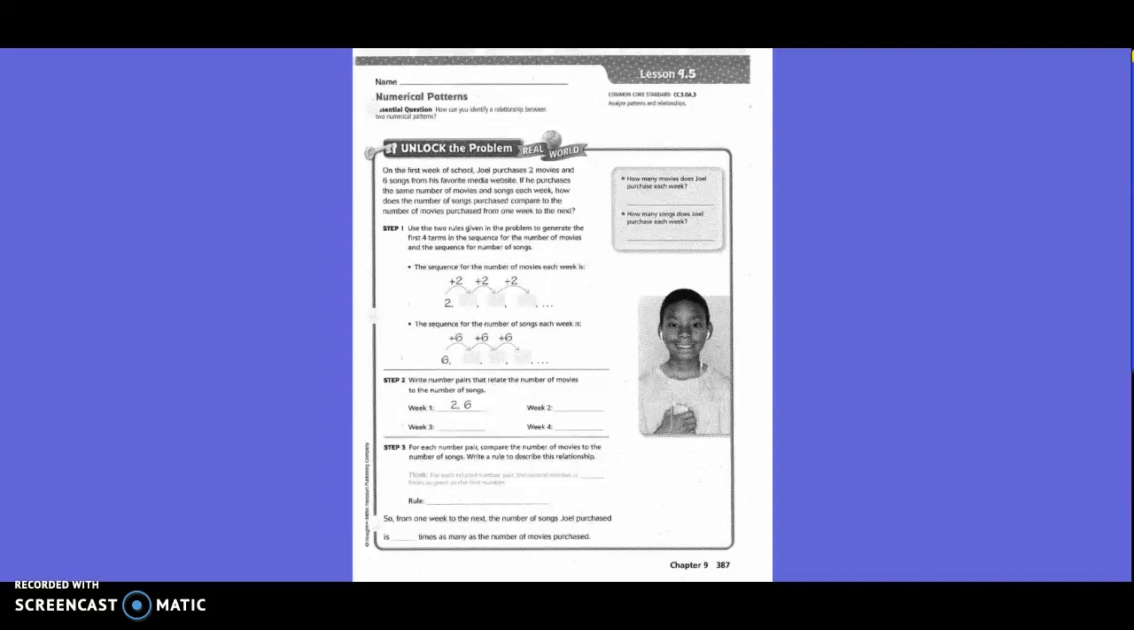Fifth grade, Chapter 9, Lesson 5, Numerical Patterns. Unlock the problem. On the first week of school, Joel purchases 2 movies and 6 songs from his favorite media website. If he purchases the same number of movies and songs each week, how does the number of songs purchased compare to the number of movies purchased from one week to the next?